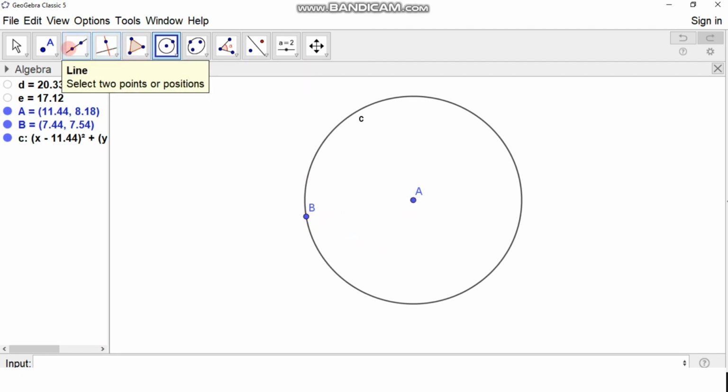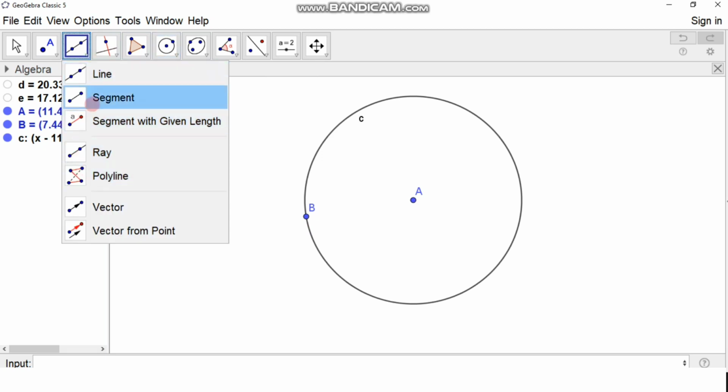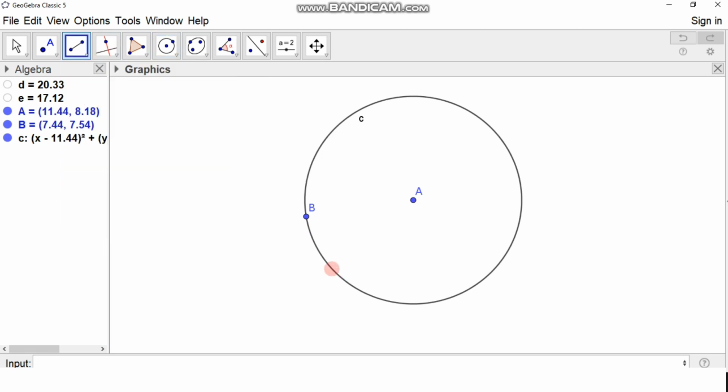Now we have to draw one chord. That's why we'll select the segment icon. Then we'll click anywhere on this circle to have point C. We must have another point to have a chord, so let us click here to get point D. So here the segment CD is the chord of the circle as both its endpoints are on the circle.